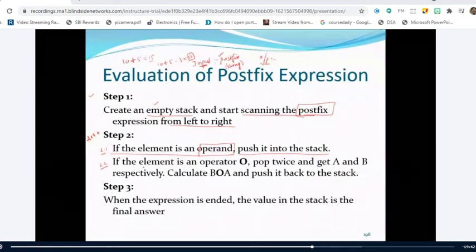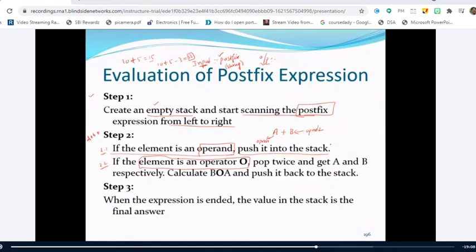But if the element that is read is an operator O, listen carefully. There is a small twist here. How can you write a binary expression? An expression consists of a binary operator. We can write it like this: A plus B is an expression. Is it right or not? Yes, sir. We consider A as operand 1 and B as operand 2.